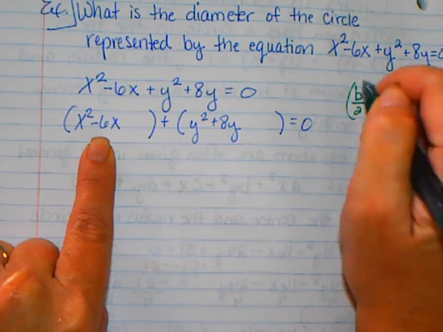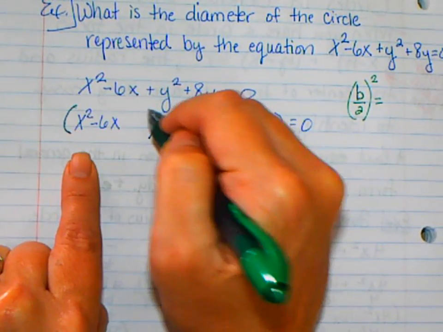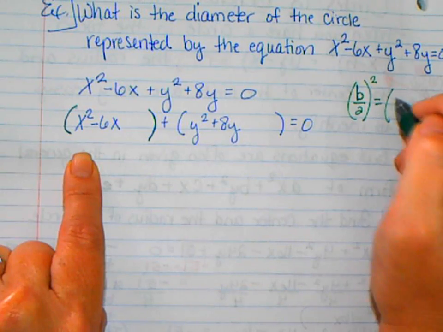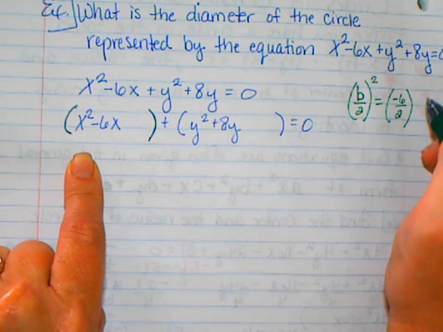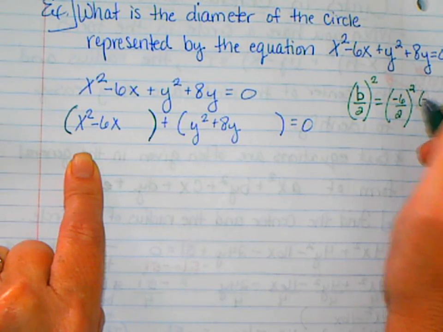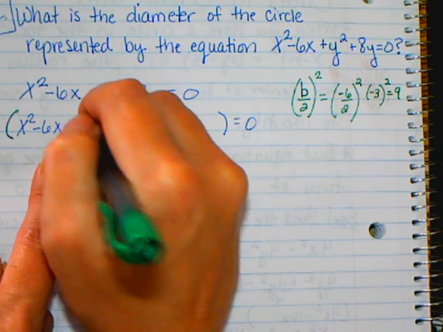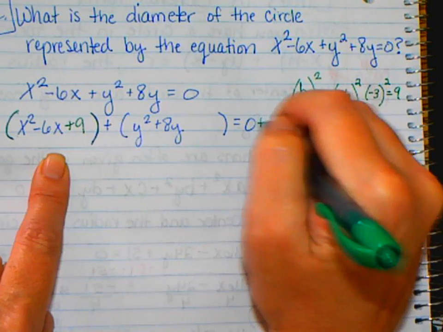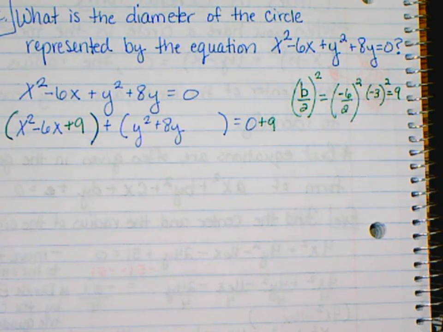To do that, you do b divided by 2, quantity squared. What is b in my first set of parentheses? It'd be negative 6, which no matter what, it's going to turn out positive, so it doesn't really matter if you put the negative in there. So negative 6 divided by 2 is negative 3, and negative 3 quantity squared is 9. So I'm going to add 9 to the left side of the equation and to the right side of the equation. Right on? So I created a perfect square trinomial, PST.